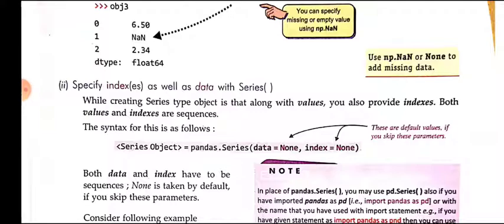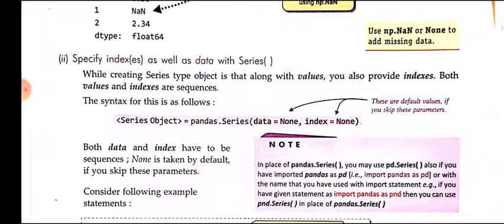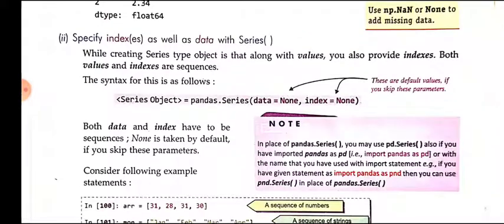We need to write series object name is equals to pandas dot Series, then data is equals to the data which we want to pass, otherwise we can write None, and index is equals to the value for indexes. Both data and index have to be sequences, None is taken by default if you skip these parameters.